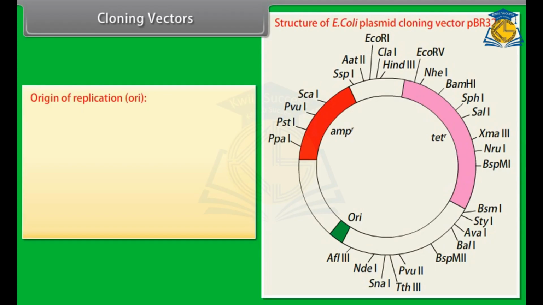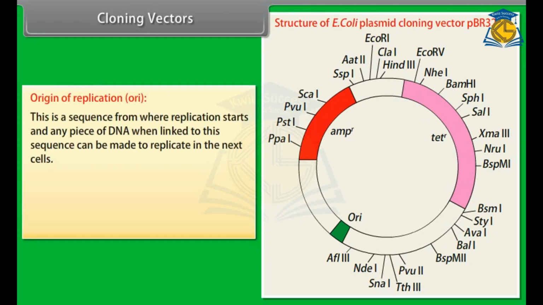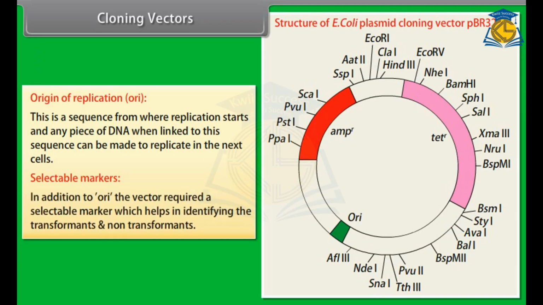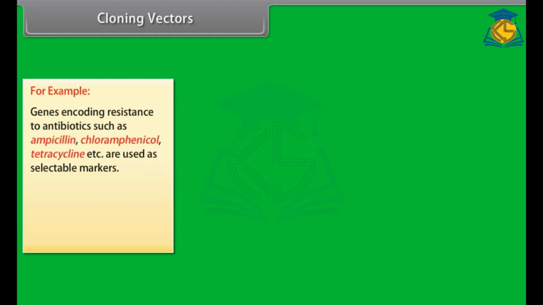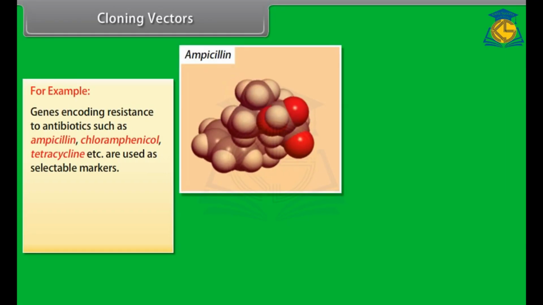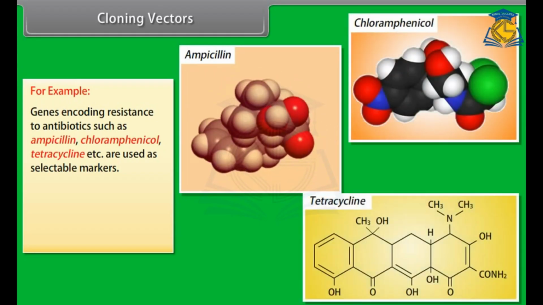Origin of replication. This is a sequence from where replication starts, and any piece of DNA, when linked to this sequence, can be made to replicate in the host cells. Selectable markers. In addition to ORI, the vector requires a selectable marker which helps in identifying the transformants and non-transformants. For example, genes encoding resistance to antibiotics such as ampicillin, chloramphenicol, tetracycline, etc. are used as selectable markers.